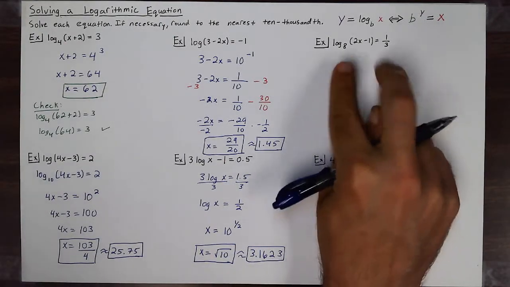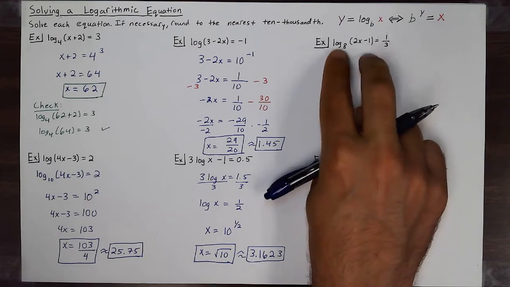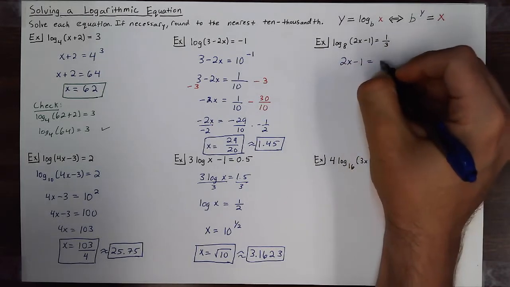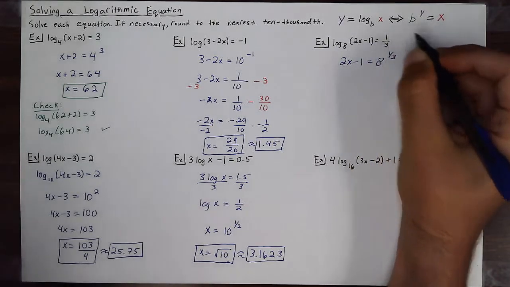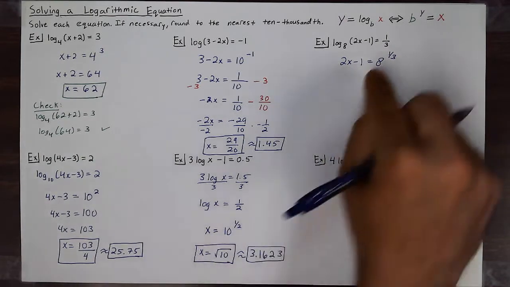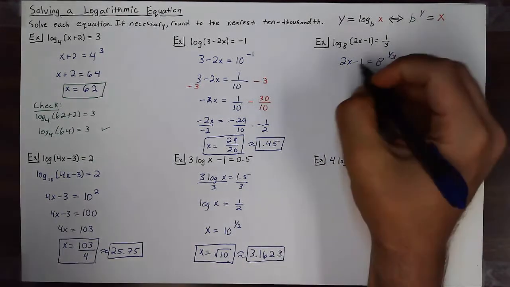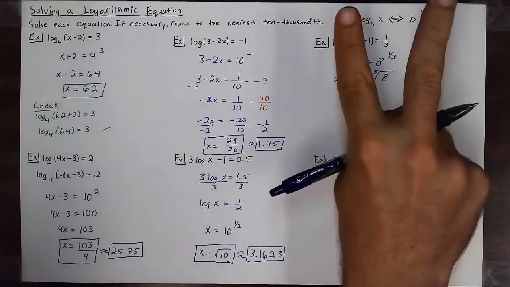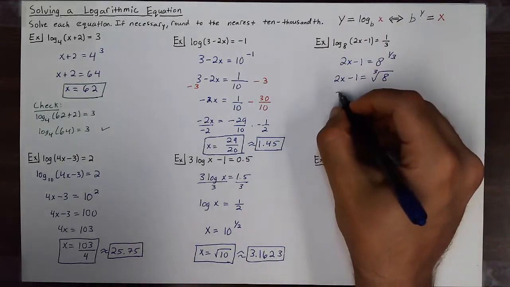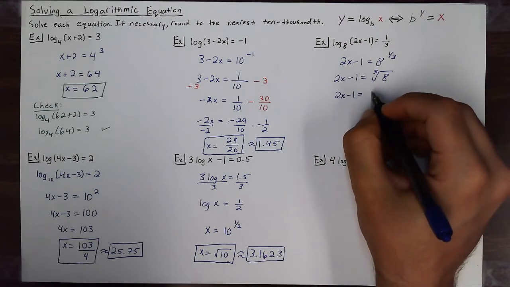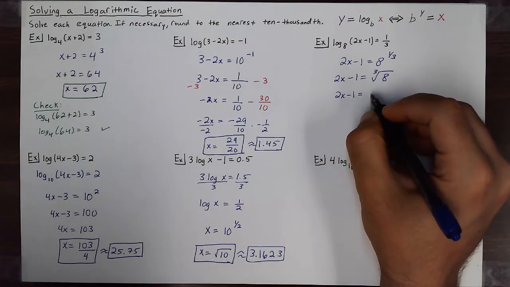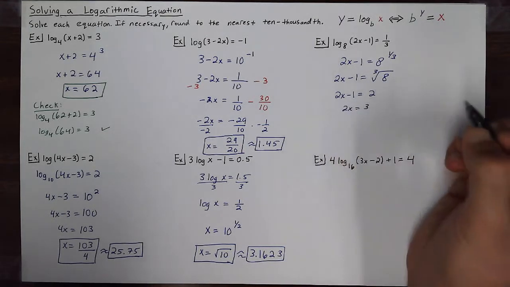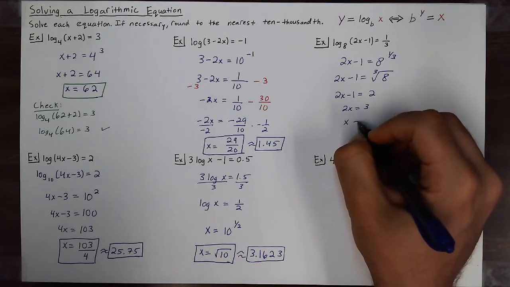Here the logarithm is already by itself, so I can rewrite this as 2x minus 1 is equal to that base raised to the 1/3 power, that exponent that the log is equal to. Now, 8 to the 1/3 is also known as the cube root of 8. And the cube root of 8 is 2, because 2 to the 3rd is 8. So we have 2x minus 1 is equal to 2. Add 1, we get 2x is equal to 3. Then divide by 2, we'll get 3/2.